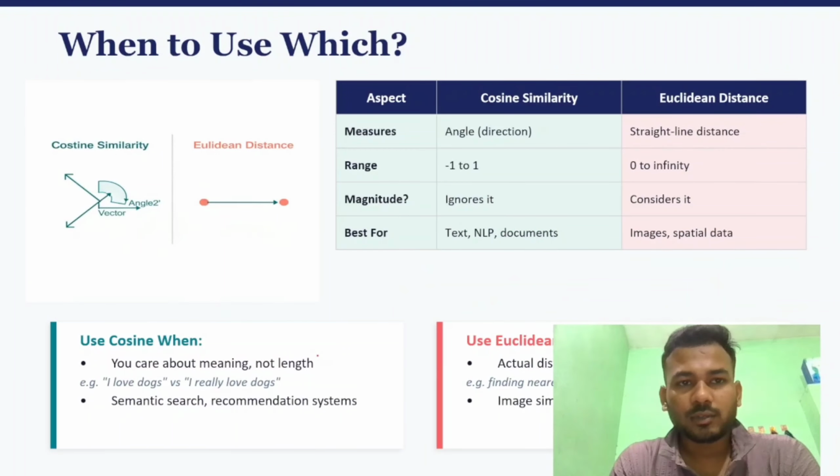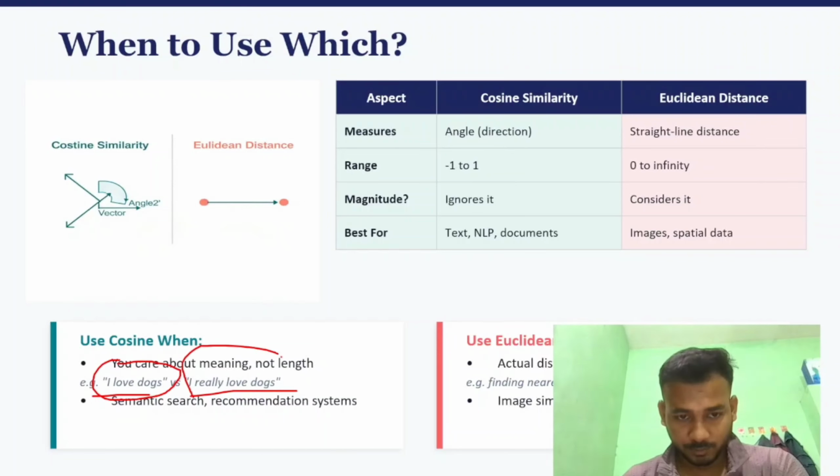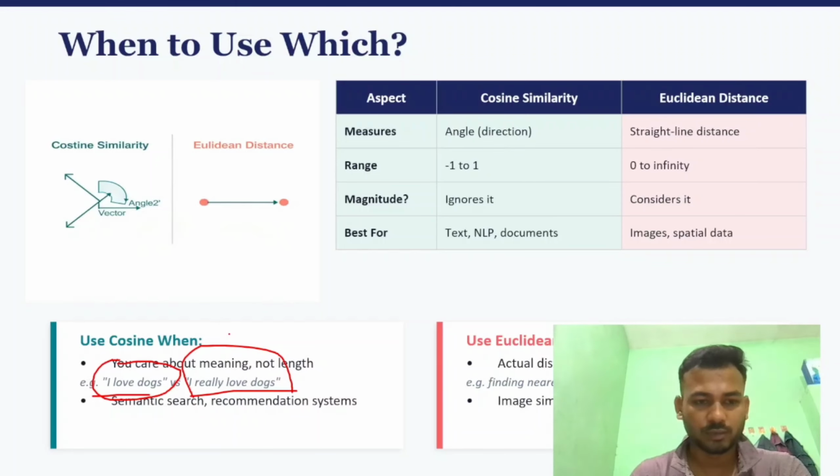Now let's understand when to use which similarity technique. Like I mentioned, cosine similarity cares more about the semantic meaning. For example, "I love dogs" and "I really love dogs": both sentences have pretty similar meaning. So to find the similarity score here, you can use cosine similarity.